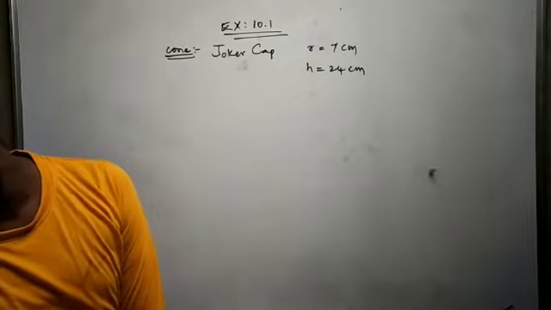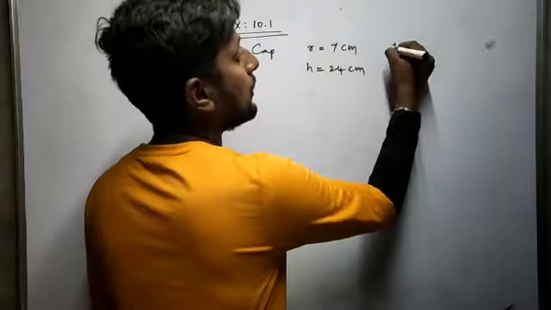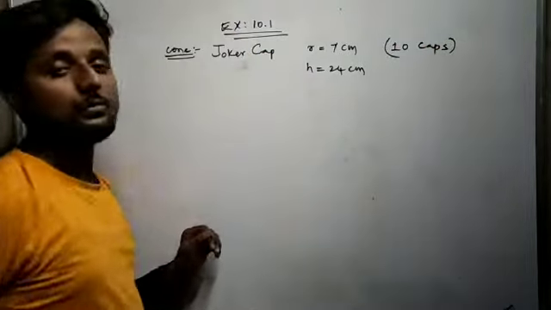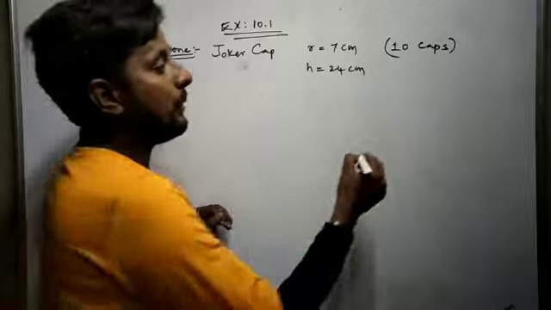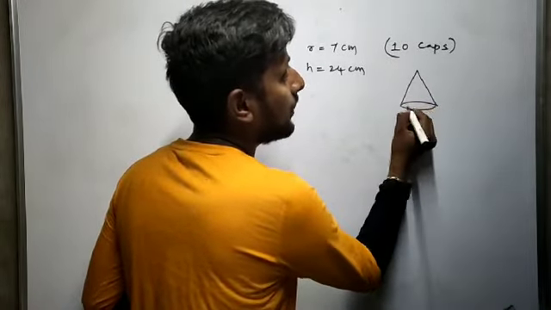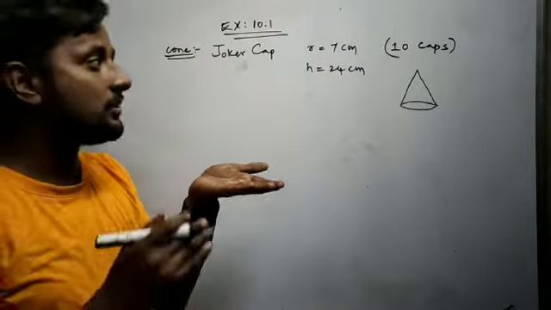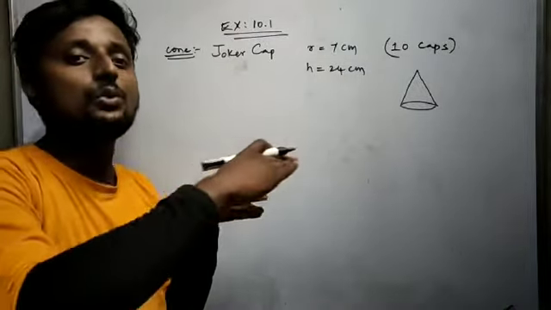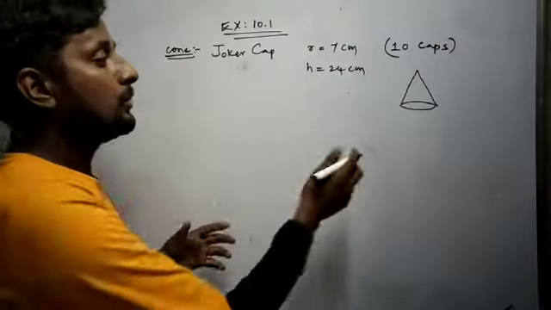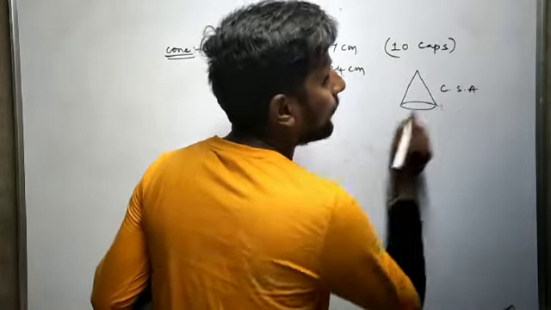Find the area of the sheet required to make 10 such caps. How many caps do we need? 10 caps. Actually it's a joker cap, so the base is not covered. That means we don't need a sheet to cover the base. If we cover the base, we can't keep the cap. So simple, we are talking here only about CSA.